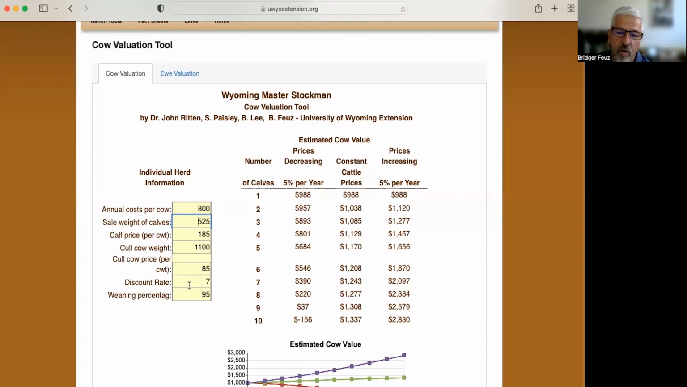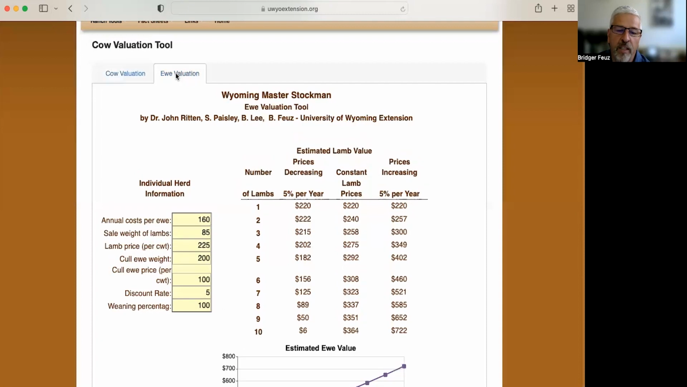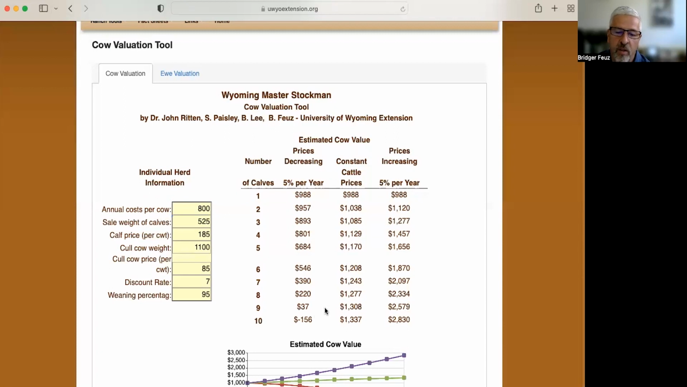So that's the way this cow value calculator works. It's a calculator that gets used quite a bit on the website, and hopefully you will find it valuable. There is also an ewe value calculator if you have sheep. It's on this other tab here. So the cow valuation calculator is a great calculator to get an idea of how much you can afford to pay for cows.